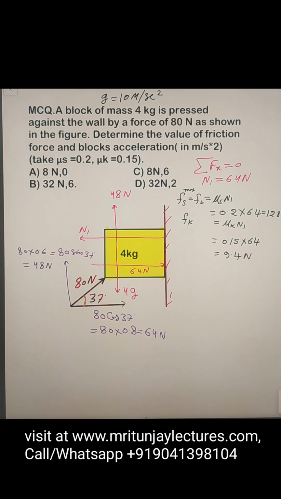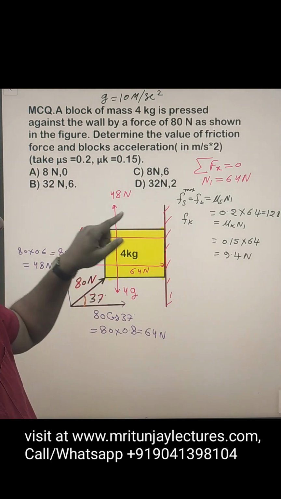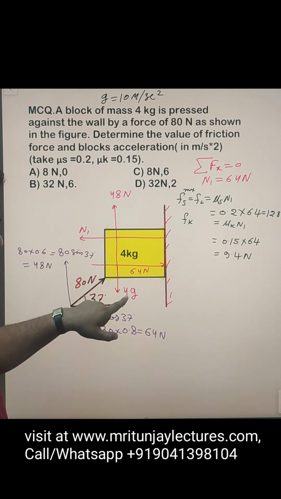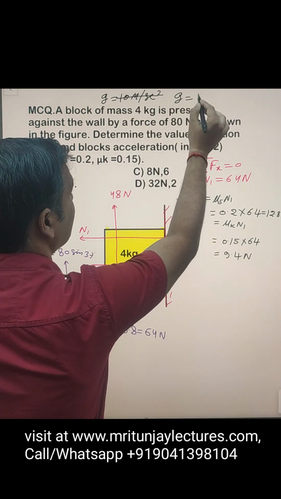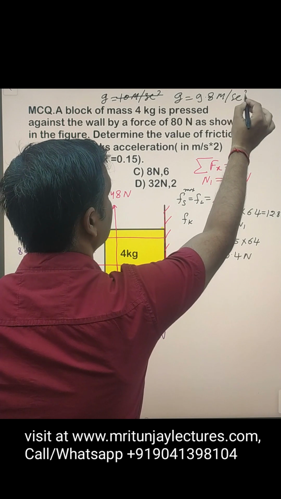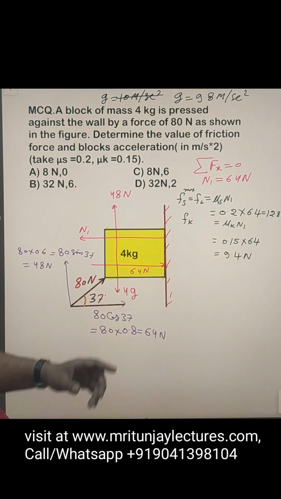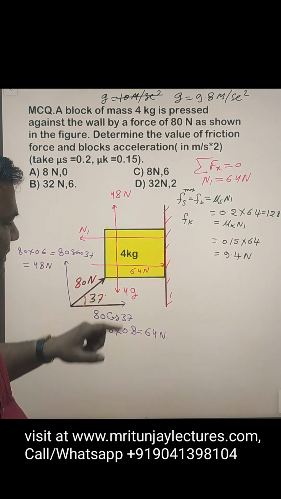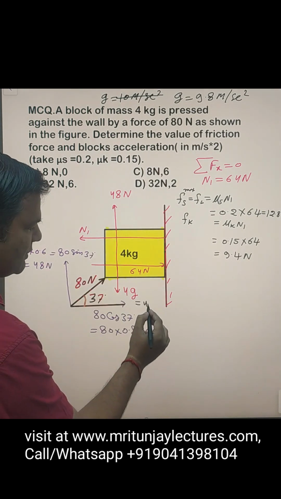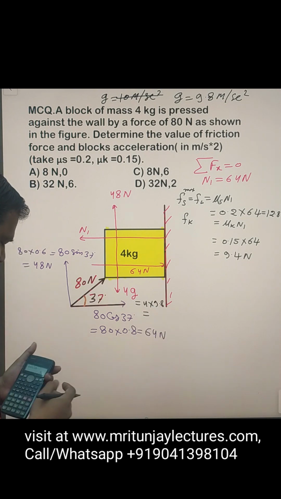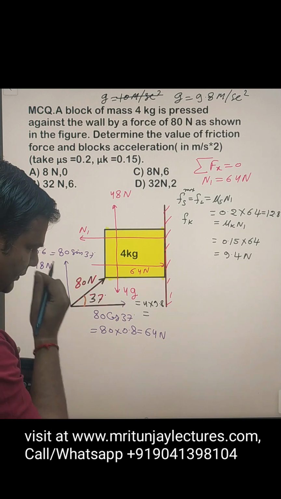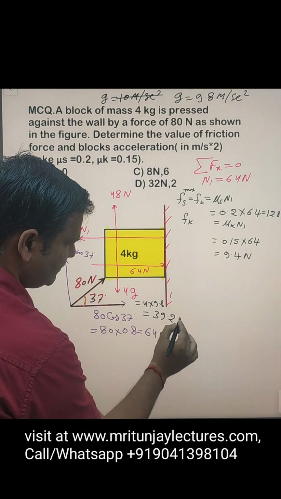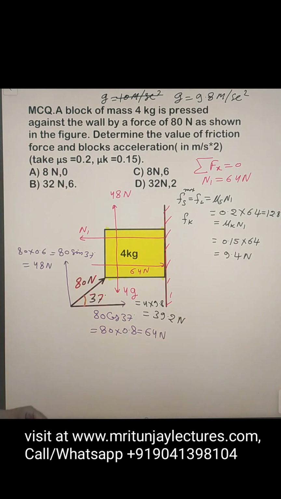Okay. After that, if you see very carefully, now here 48 Newton and here 4g. If you have a calculator, then we take g equal to 9.8. Without a calculator, you can take 10 meter per second square. If you take 9.8, then 4 into 9.8 is 39.2 Newton in the downward direction. Now look, the applied force is in which direction?